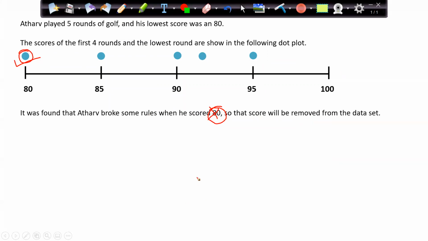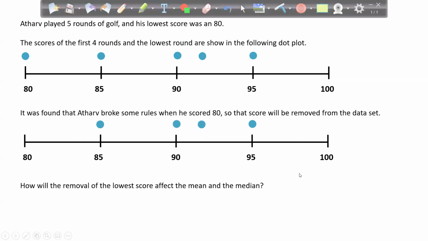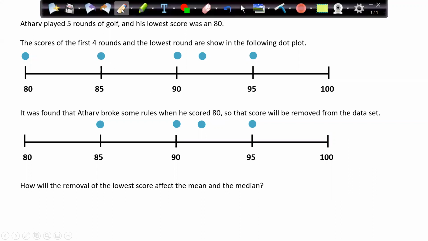So now the question arises: this is obviously my new data set. What will be the impact or the effect on my mean and median after removal of the lowest score? What will be the impact on mean and median after removal of the lowest score? That is what we need to find out.